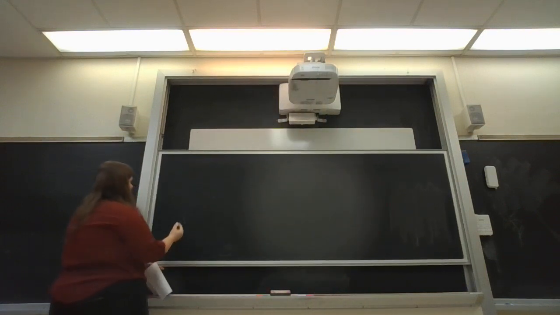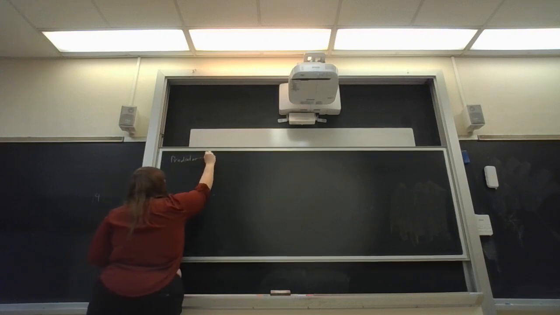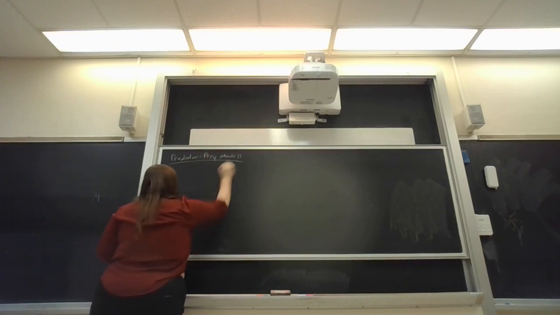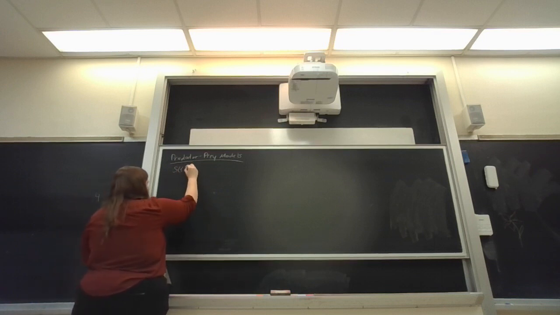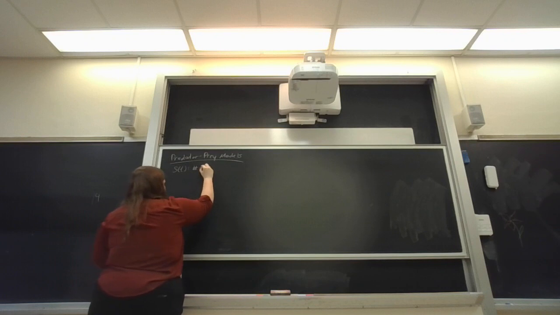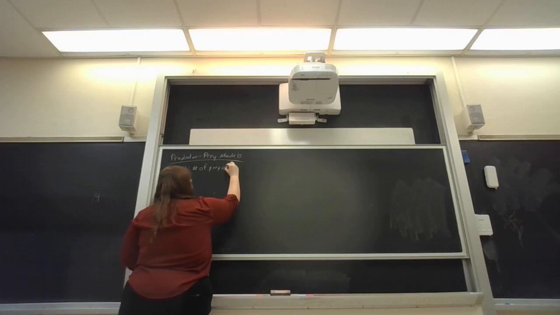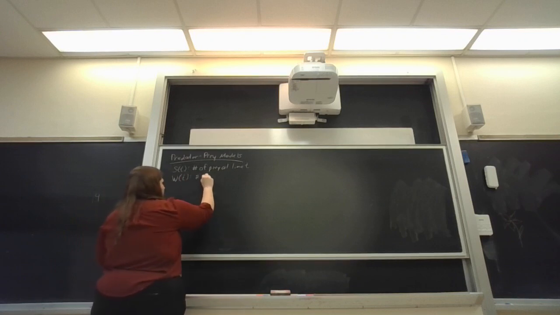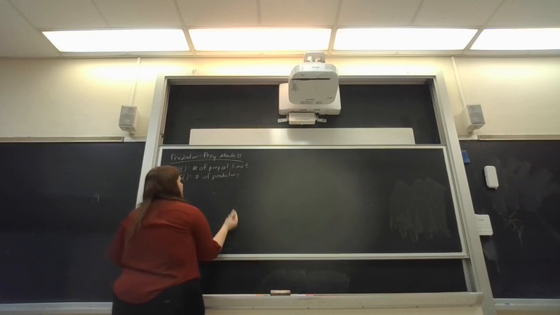Today we are going to be looking at predator-prey models. So I am going to let S of t equal the number of prey at time t, and then we're going to let W of t equal the number of predators at time t.